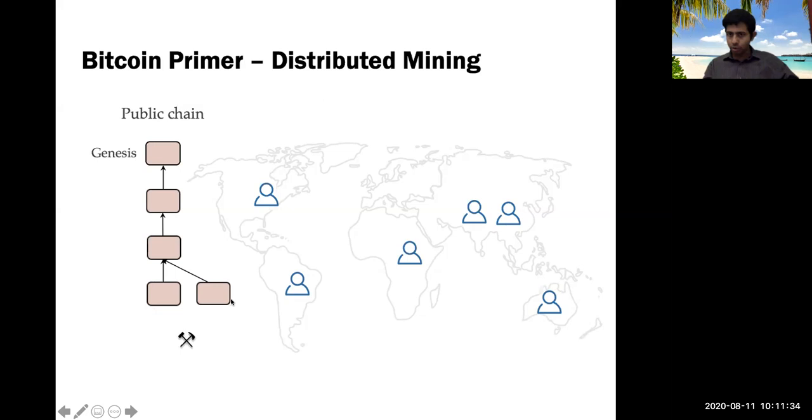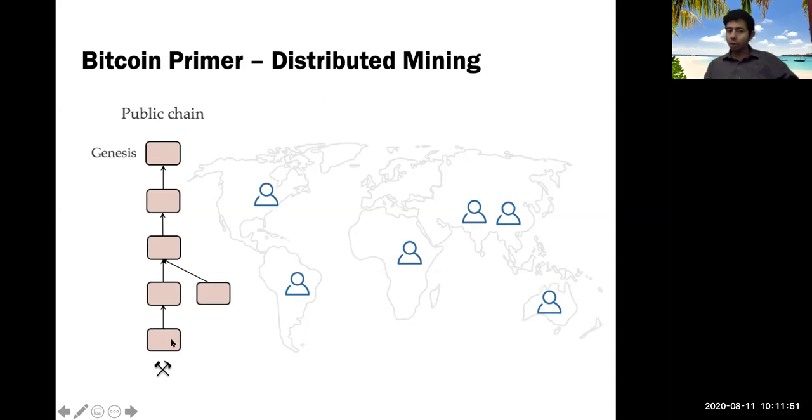Are you able to see my pointer? Yeah, okay.